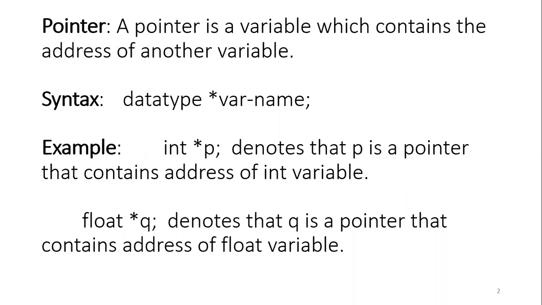For example, int star p. So p is a pointer to integer. That means p denotes a pointer that contains the address of an integer variable. Float star q. Here q is a pointer variable which contains the address of another normal variable which is of type float only. The data type of the pointer and the normal variable should be of the same type.